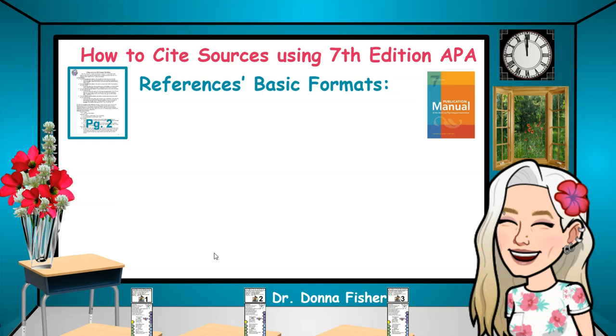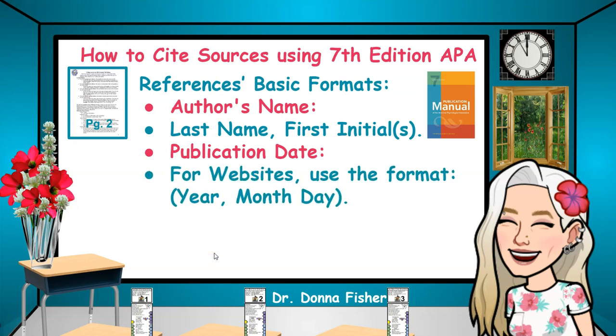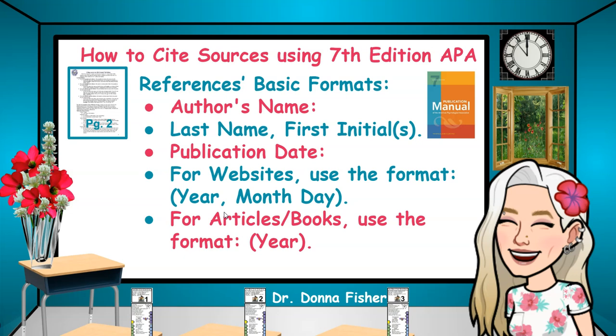So for all your references, the basic format is always the same. Author's name, last name, first initial, middle initial, then publication date. For websites, you use the format year, month, day. And for articles and books, you use the format year. And then you put the title of the source.